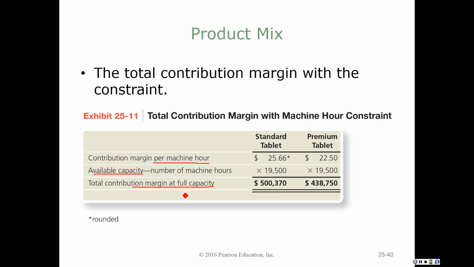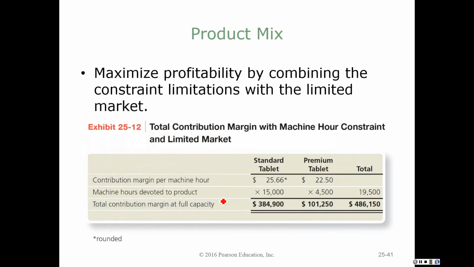But our contribution margin at capacity, contribution margin per capacity, would be 500,370, so that you can see that it is slightly higher for the standard tablet than it is for the premium tablets because hours are our limitation. So, how do we maximize profitability when we have some constraints like limited machine hours?